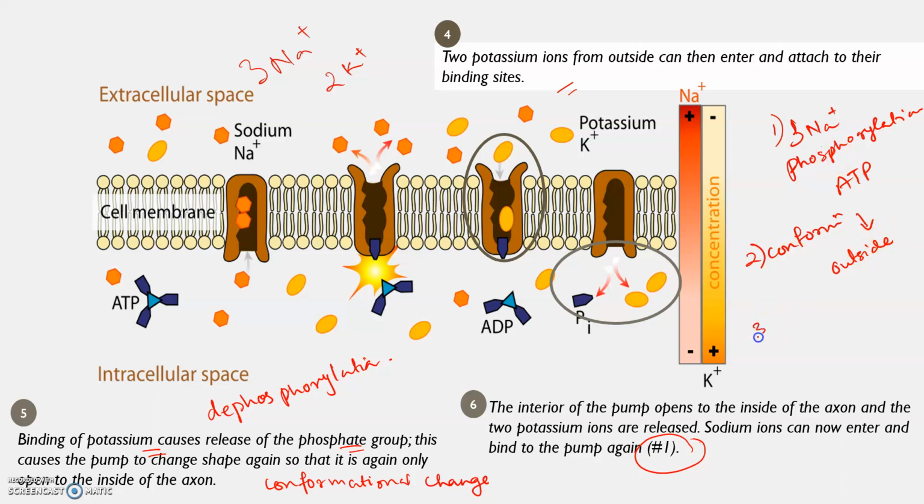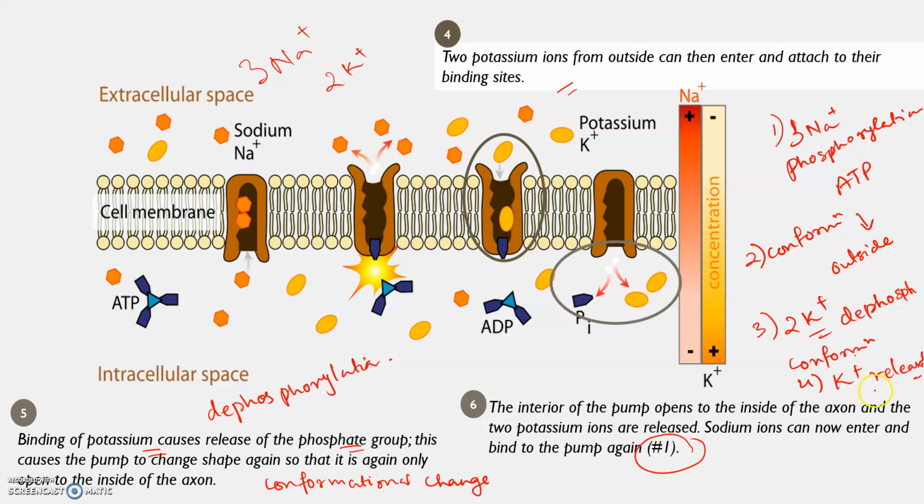As soon as the sodium ions are released, 2 potassium ions bind to the pump, and this binding causes dephosphorylation. So the phosphate group is released. As soon as there is dephosphorylation, the conformation returns to the original form, and the potassium ions are again released in the inside of the cell.